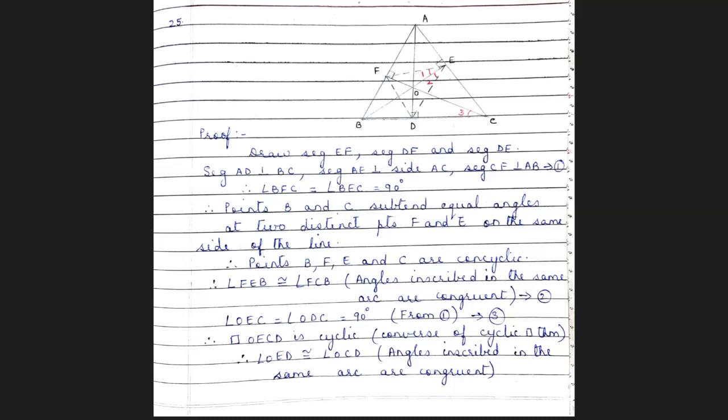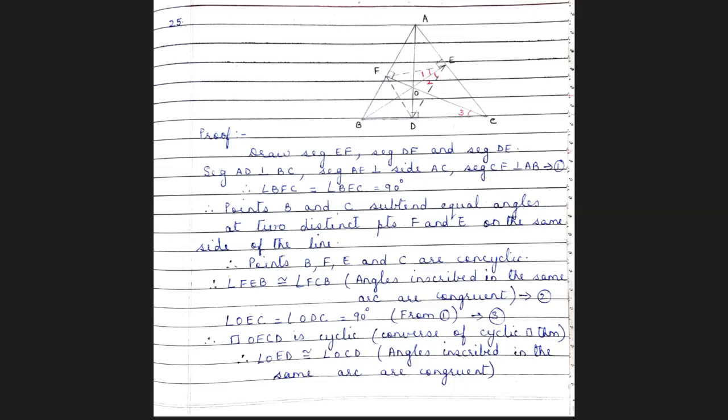Angle OEC plus angle ODC, you will get it equal to 180 degrees because both of them are 90 degrees. If you add both those angles, you will get supplementary. If opposite angles of a quadrilateral are supplementary, then that quadrilateral is a cyclic quadrilateral. So that's the converse. And therefore, quadrilateral OECD is cyclic by using the converse of the cyclic quadrilateral theorem.